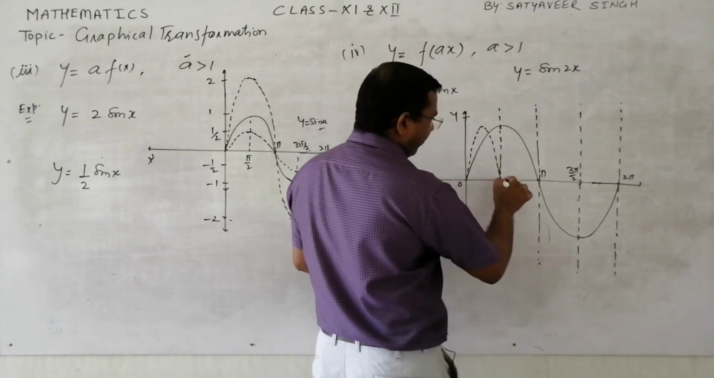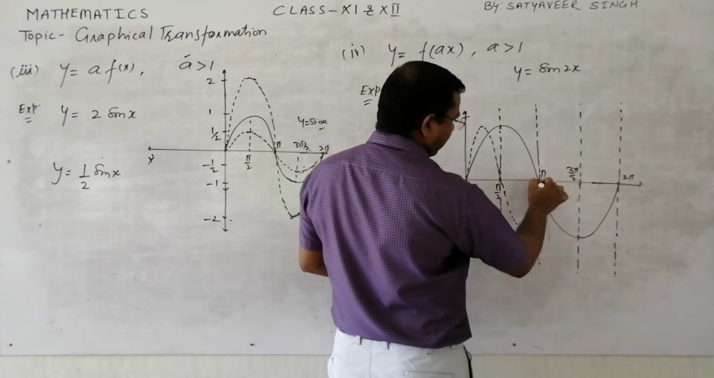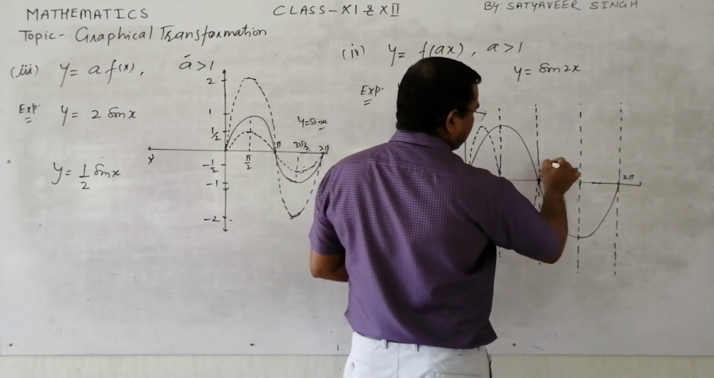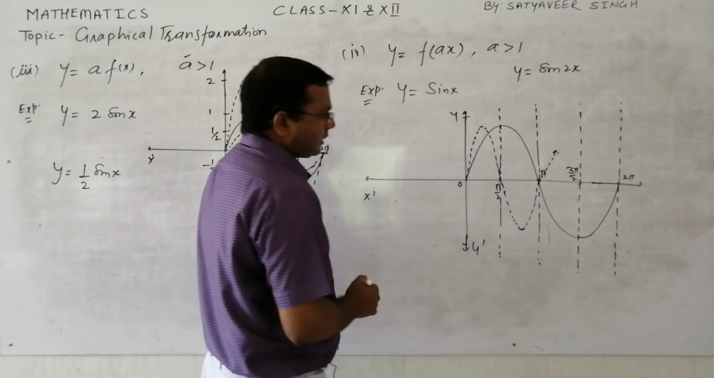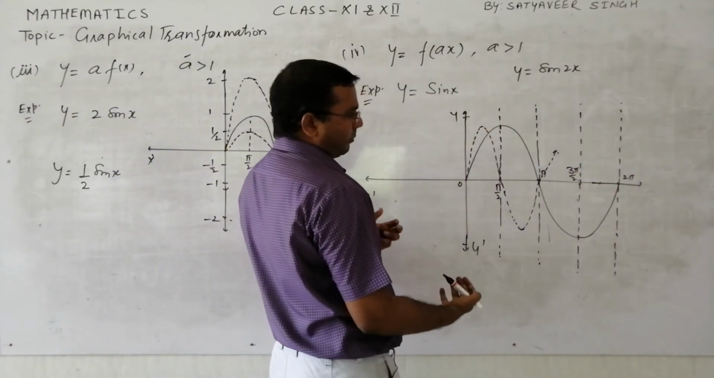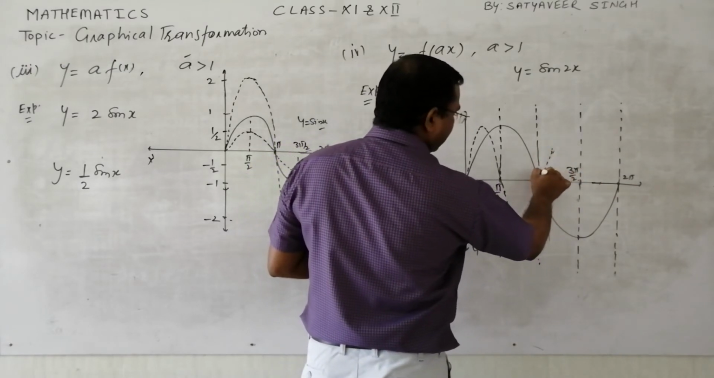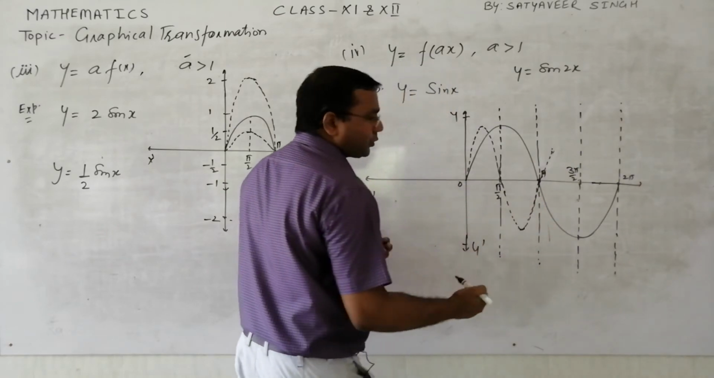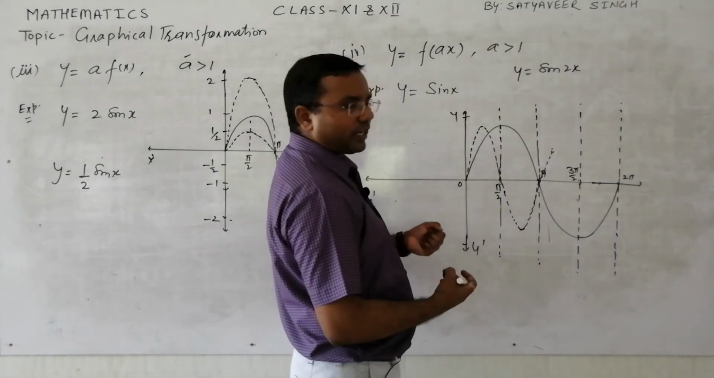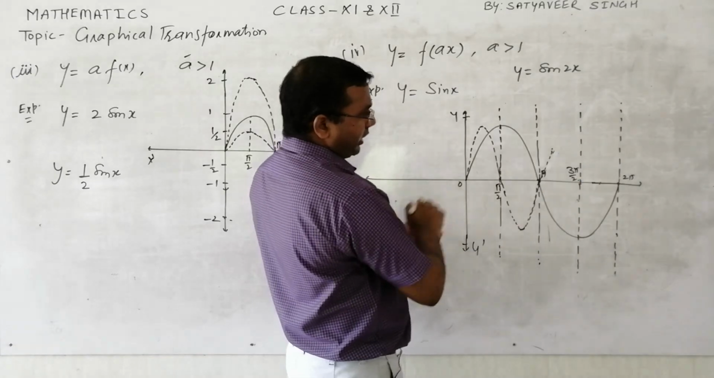See this dotted graph, and it goes like this. If you can understand this graph, earlier it was in the interval 0 to 2 pi, but now the same graph we have drawn in the interval 0 to pi. So the period of the graph is reduced now. Earlier it was 0 to 2 pi, and now it is 0 to pi. So it has shrunk the graph.